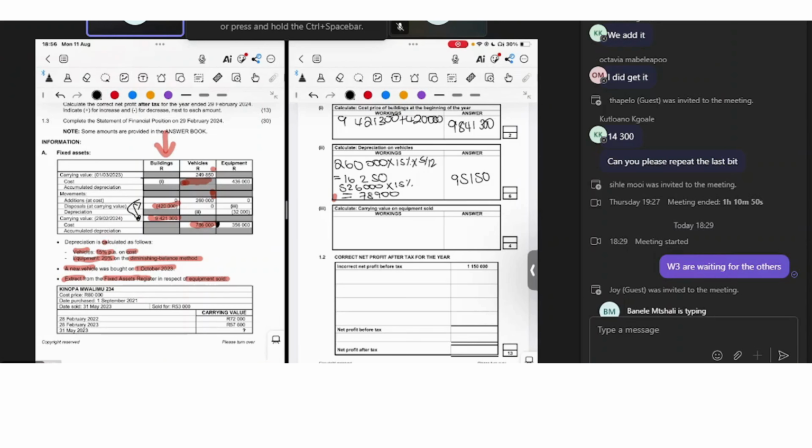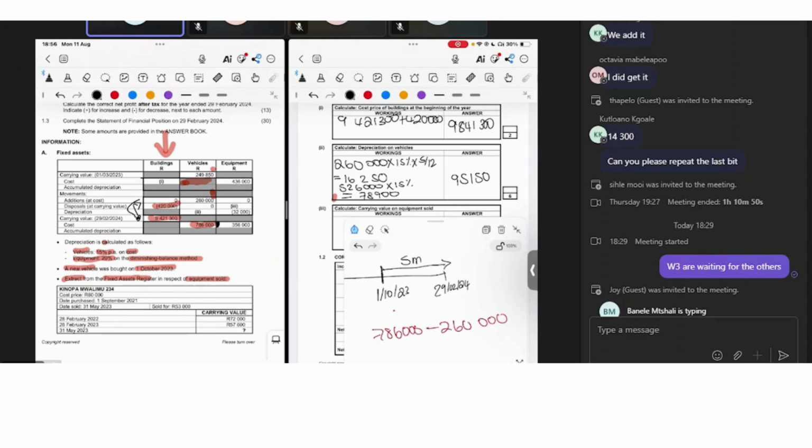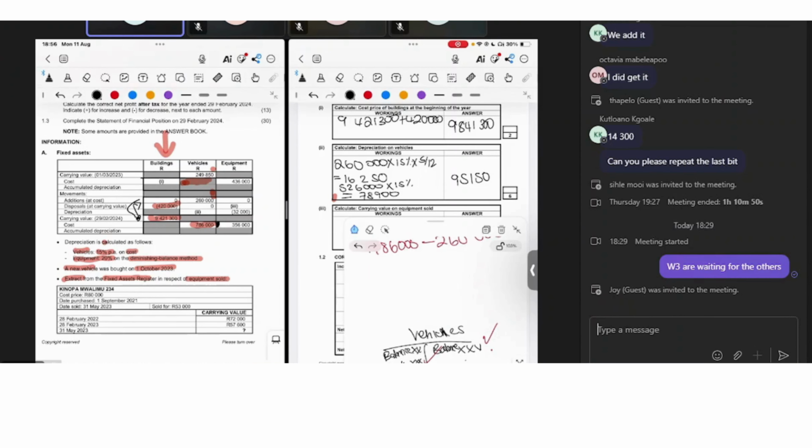Ma'am, could you kindly please explain the new cost and the additions at cost? You said something about subtracting the 786,000 minus the 260. I did not understand that. No problem. Hey, let's say we were doing.